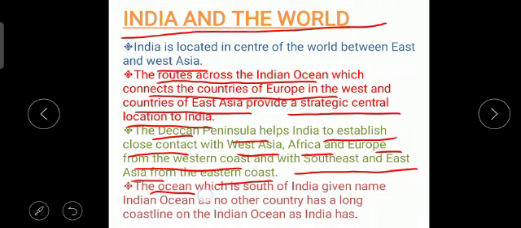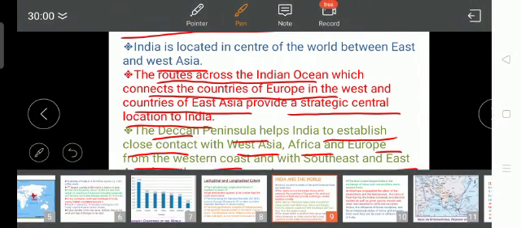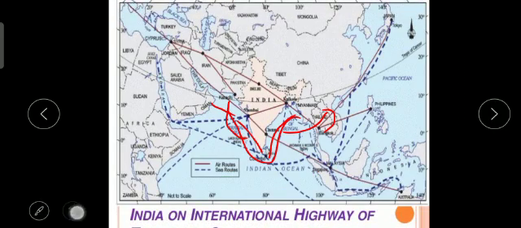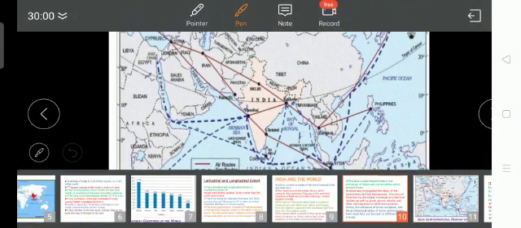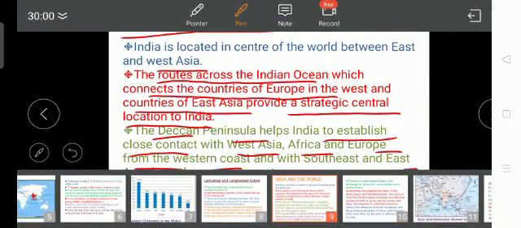The ocean which is south of India is given the name Indian Ocean, as no other country has as long a coastline on the Indian Ocean as India has. The name Indian Ocean is after the name of our country, India. Why? Because there is no other country in the Indian Ocean which has so much coastline. Due to its long coastline in the Indian Ocean, it is named after India.